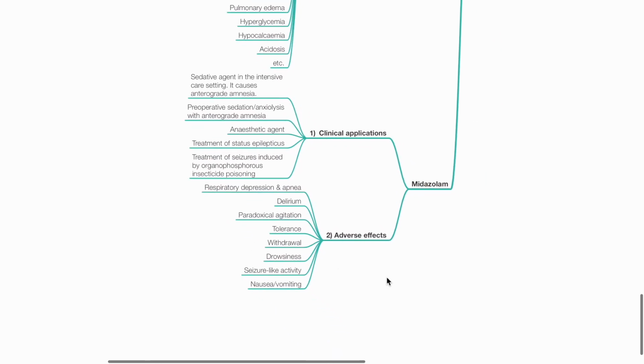Midazolam. Clinical applications include as a sedative agent in the ICU setting; midazolam causes anterograde amnesia. For preoperative sedation or anxiolysis, as an anesthetic agent, for treatment of status epilepticus, and for treatment of seizures induced by organophosphorus insecticide poisoning. Adverse effects of midazolam: respiratory depression and apnea, delirium, paradoxical agitation, tolerance, withdrawal, drowsiness, seizure-like activity, nausea, vomiting.